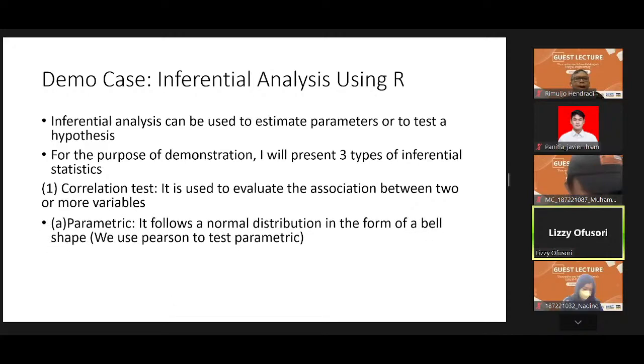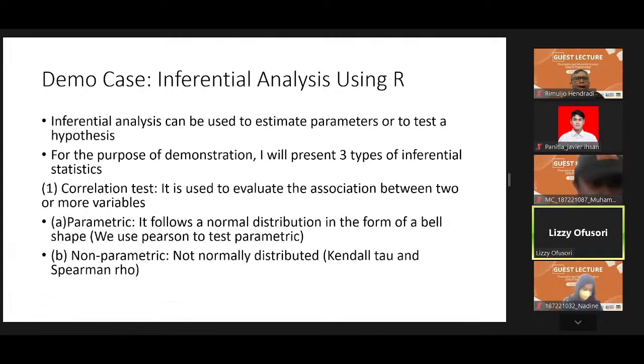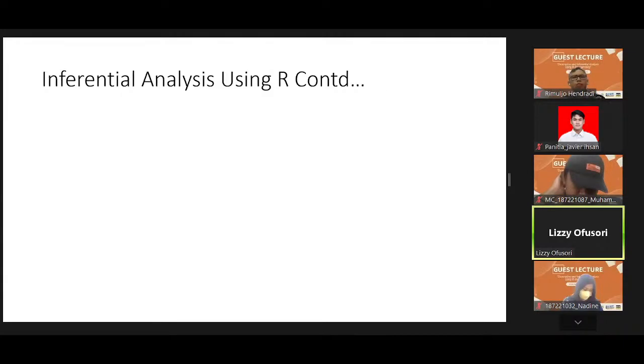And we have parametric correlation tests and non-parametric correlations that I'll be explaining in the practical section. Parametric follows a normal distribution in the form of a bell shape, while non-parametric doesn't do that. You will understand better when we get to the practical aspects of it.